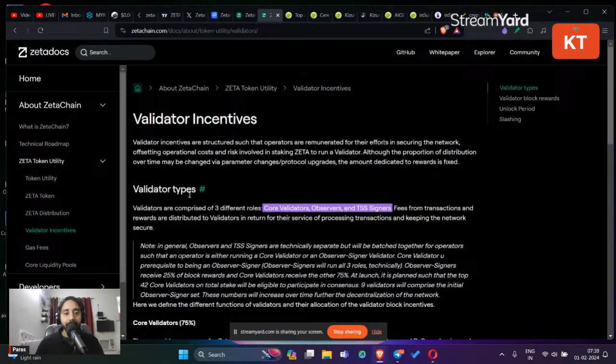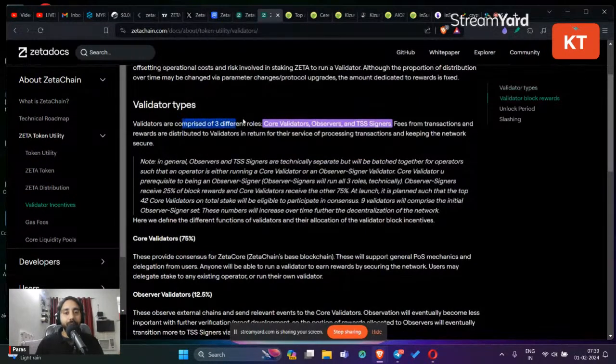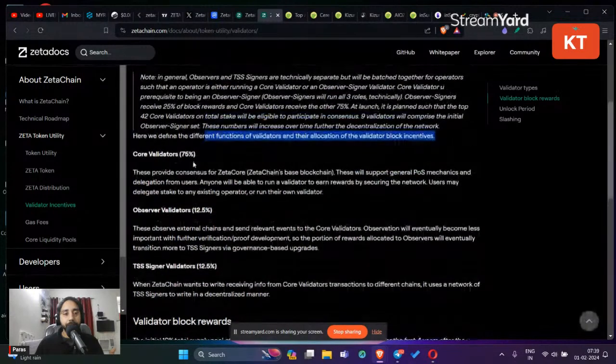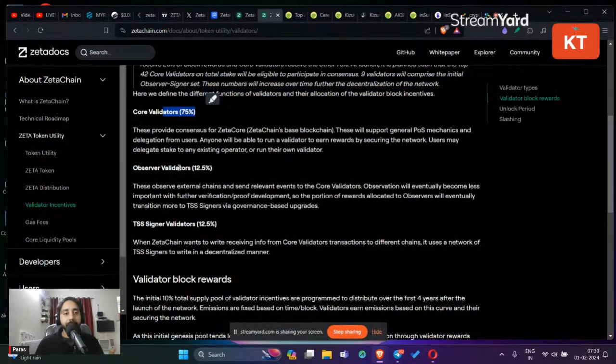So talking about the validators, like I said, there are three types of roles for the validators: core validators, observers, and TSS signers. Each validator has their own role. So here we define the different functions of validators and their allocation. You can go to the validators part. Core validator 75%, observer validator 12.5%, TSS signer validator 12.5%. I think this should be the allocation.